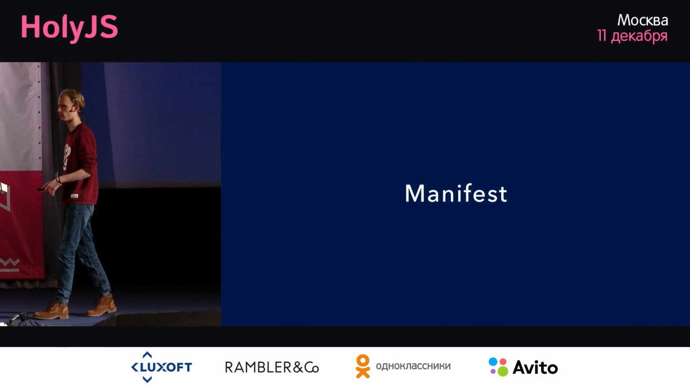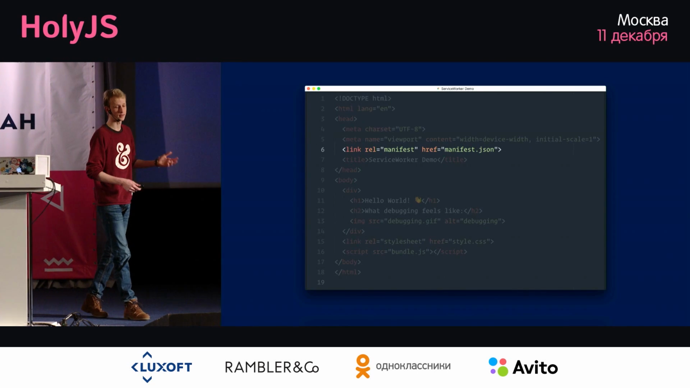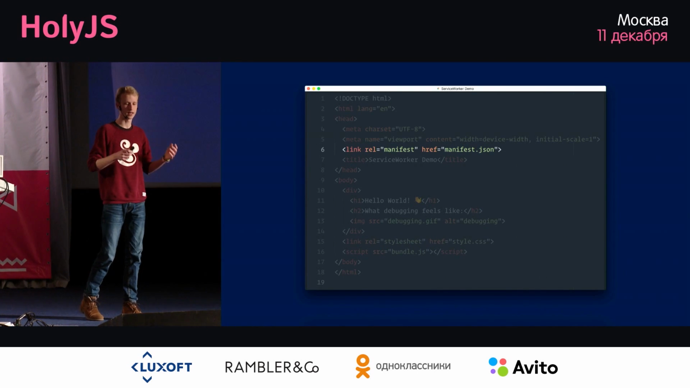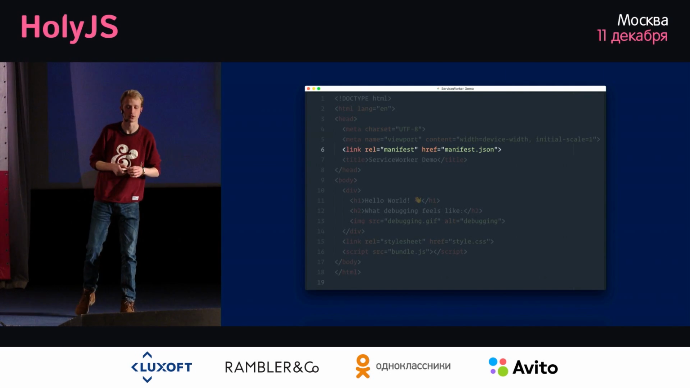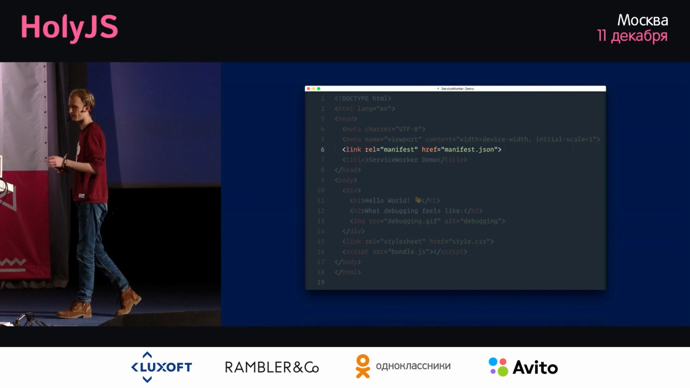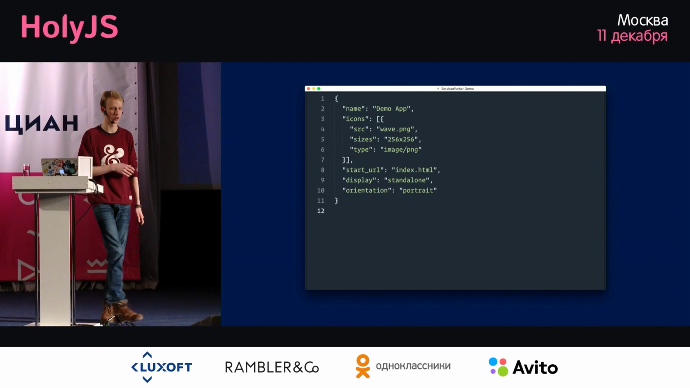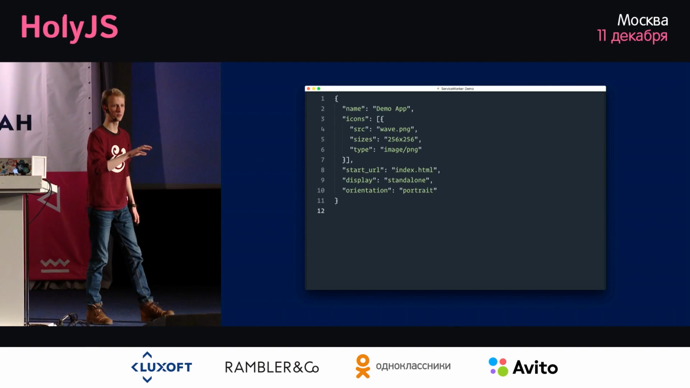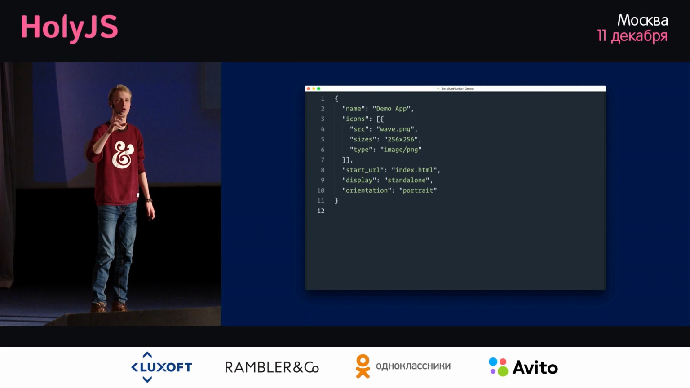Let's take a look at what that looks like to understand why it's useful. The only thing you have to do in your HTML is add one link, right? So you say link relation equals manifest, and then href equals some JSON file, in our case, manifest.json. Let's take a look at that manifest.json file, because that's where it gets interesting. This is what it looks like, right? We can set a bunch of properties for our web app that it can look like a real app.